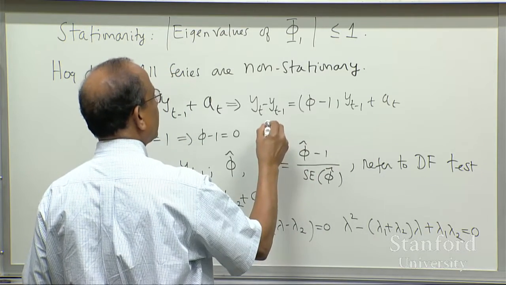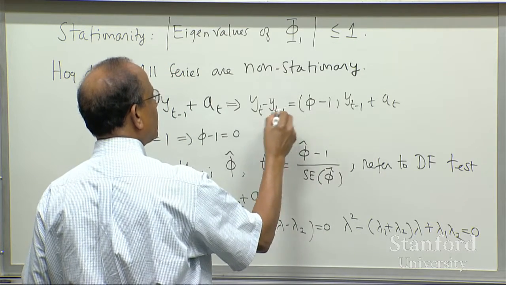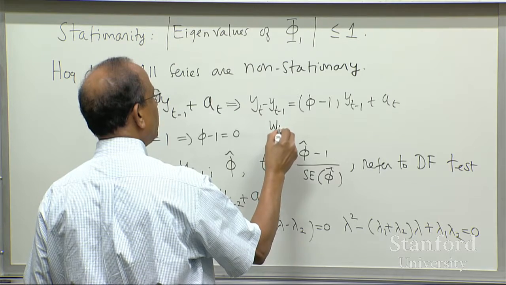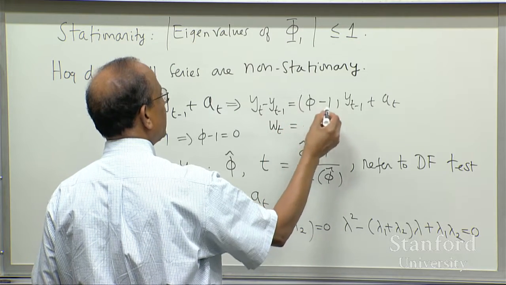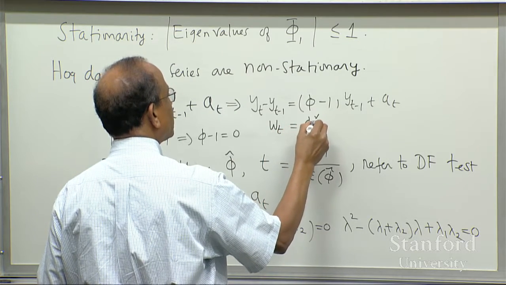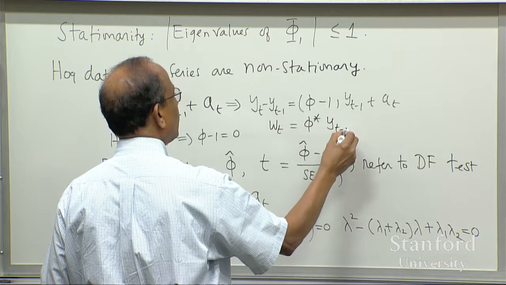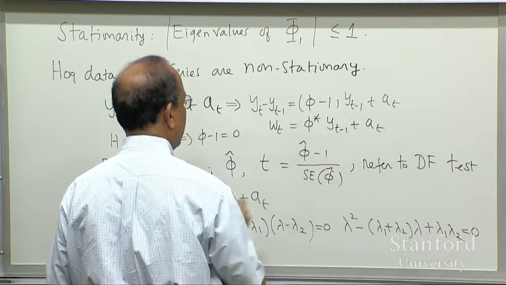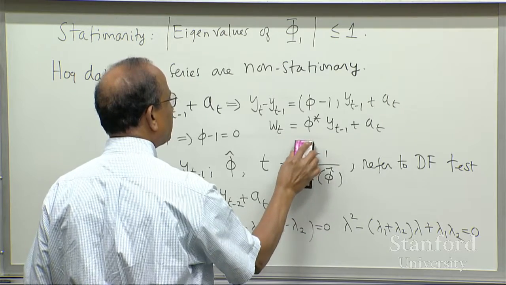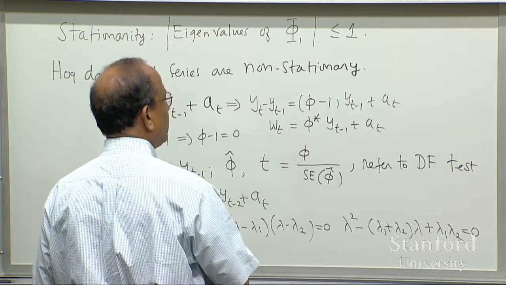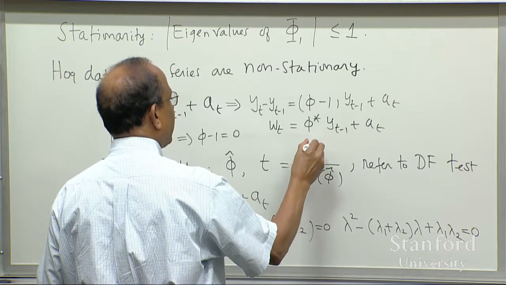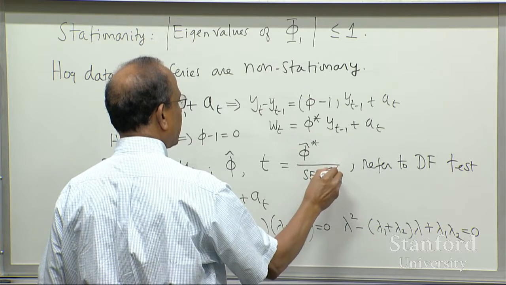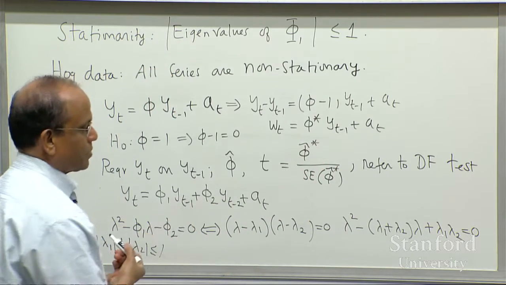So you're going to run the regression of this quantity here. Call it Wt, which is the difference of the series. I'm going to call it pi star yt minus 1 plus at. So this is same as writing, let me change this to pi hat star and then standard pi. So refer to the Dickey-Fuller test.